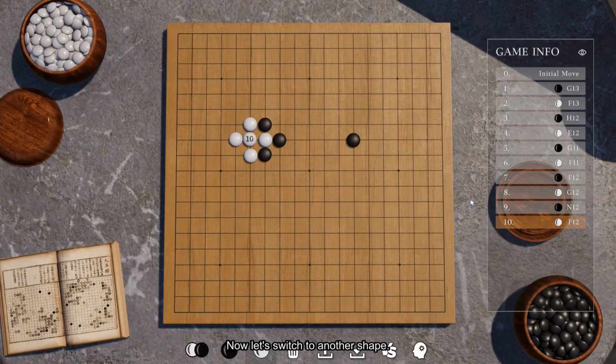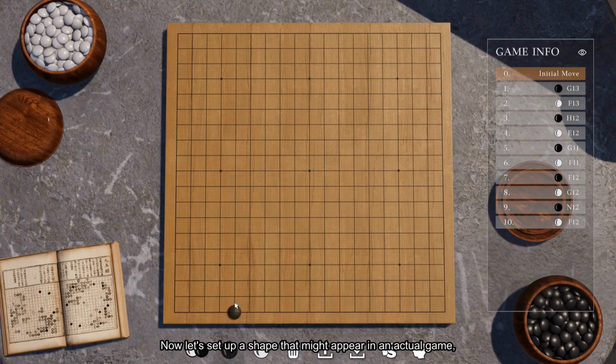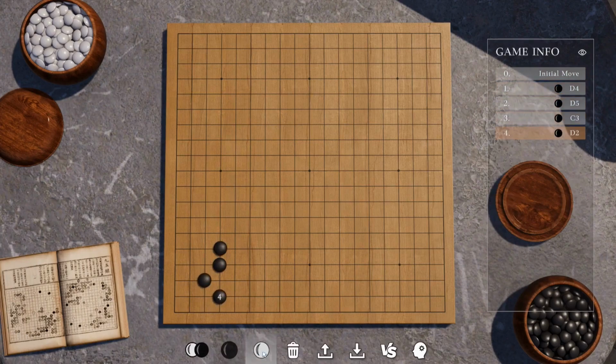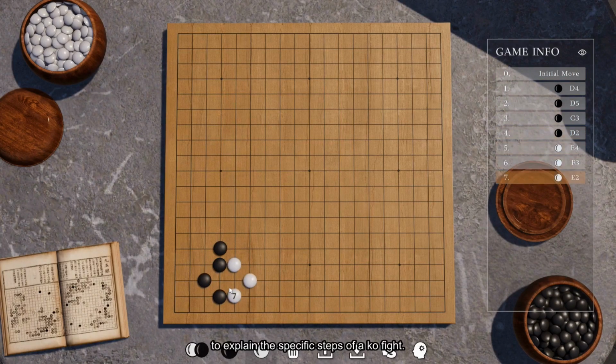Now, let's switch to another shape. Now, let's set up a shape that might appear in an actual game, to explain the specific steps of a KO fight.